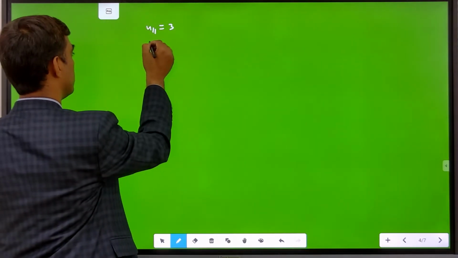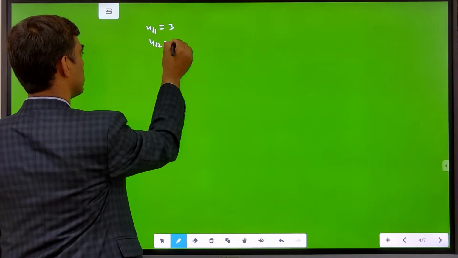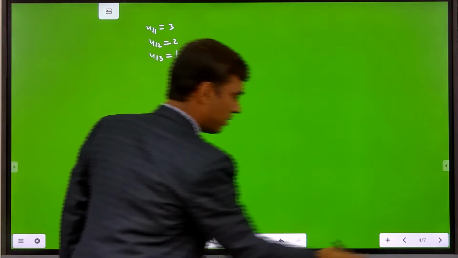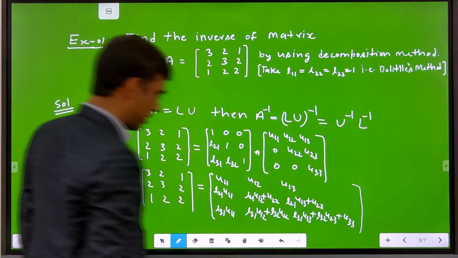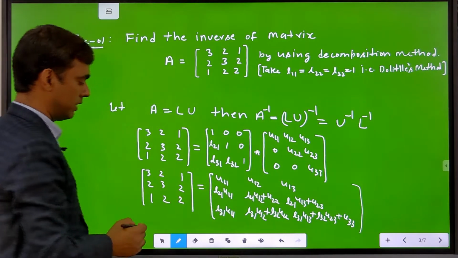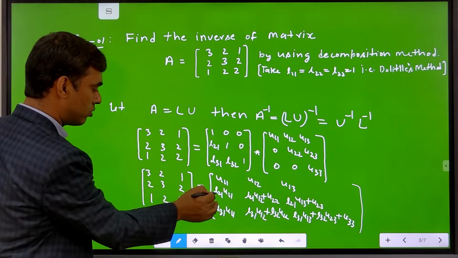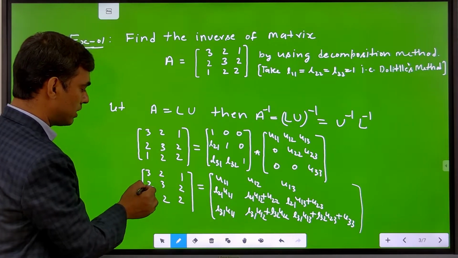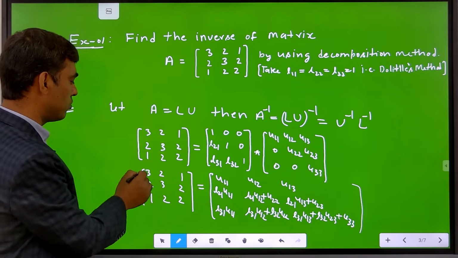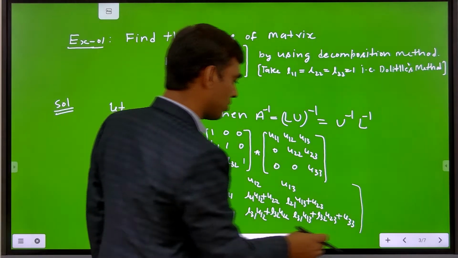So U12, 3, 2, U13, 3, 2, 1. So we are able to find out what? 3, 2, 1, U11, U12 and U13. Now to find out the value of L21, U11 is a 2. So what is the value of U11? U11 is a 3. So what is the value of L21?